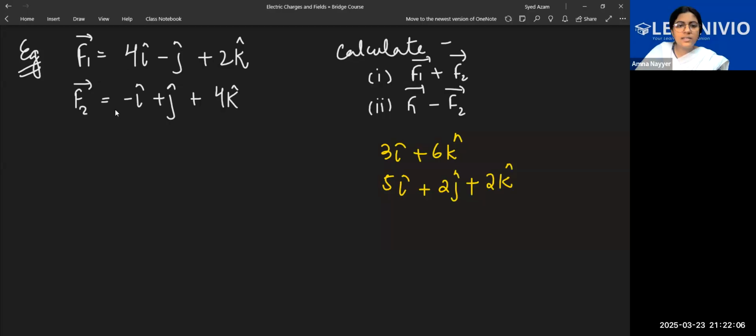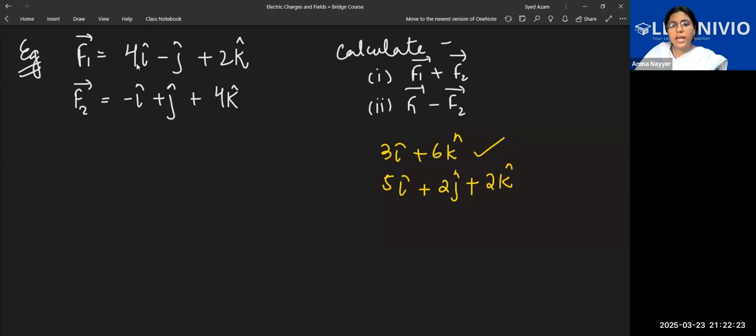Okay. See, when we are adding, 4 minus 1 is 3 I cap. Then minus 1 plus 1 will get cancelled. So 0 J cap, you can write 0 J cap and you can avoid it. That's right. Yes, adding, correct. So 3 I cap plus 6 K cap.